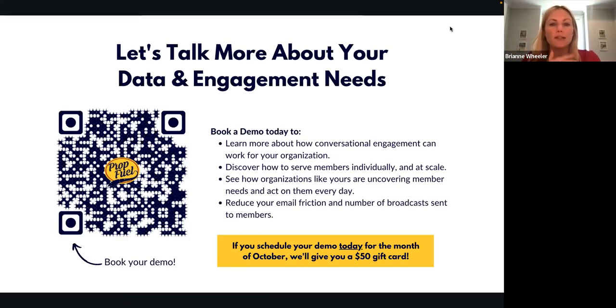It's also a way of reducing your email friction and the number of broadcasts that you send. If you hear all the time that members say we just get too many emails, what they're really saying is we're getting too many irrelevant emails, because there are people I receive things from every single day, and it's relevant to me and I open it. So it's really a matter of relevance. And yes, ask, capture, act, Jason. That's right. That's the process.